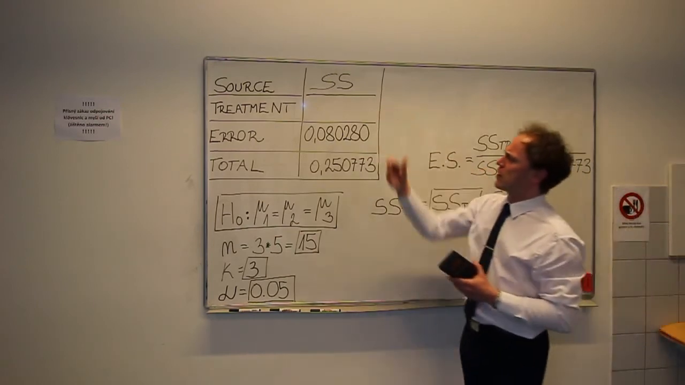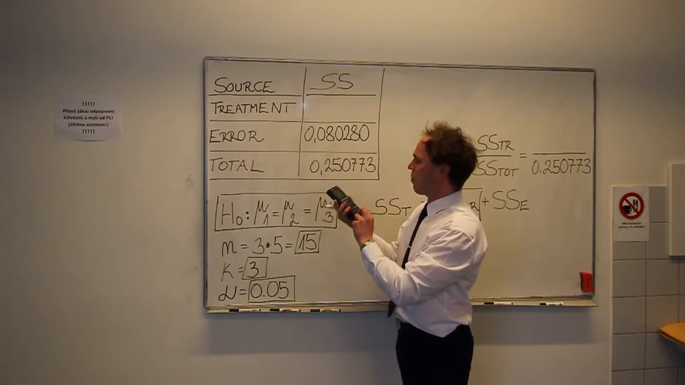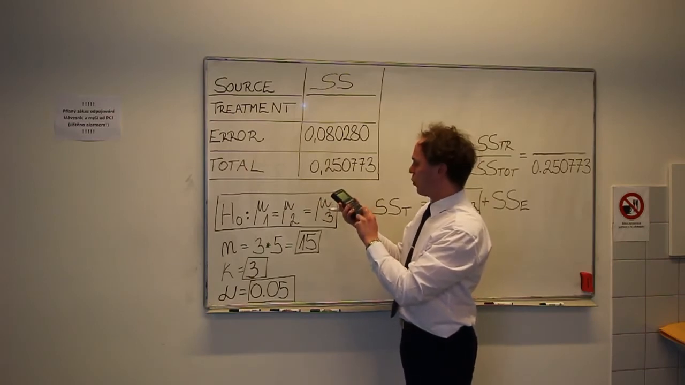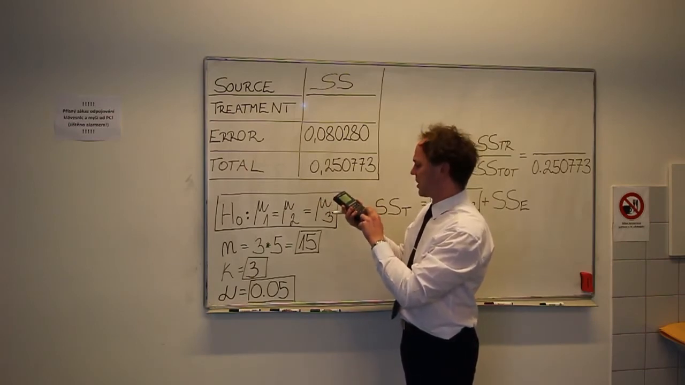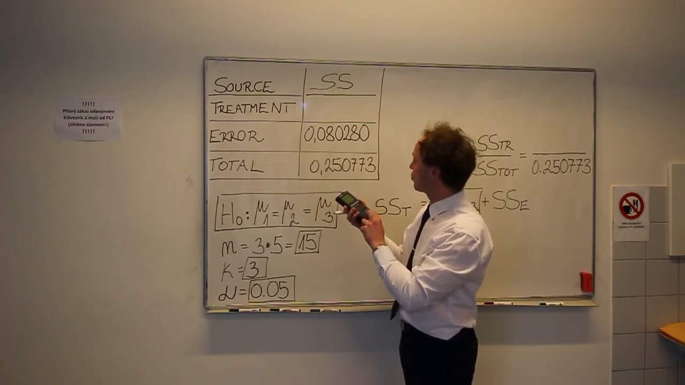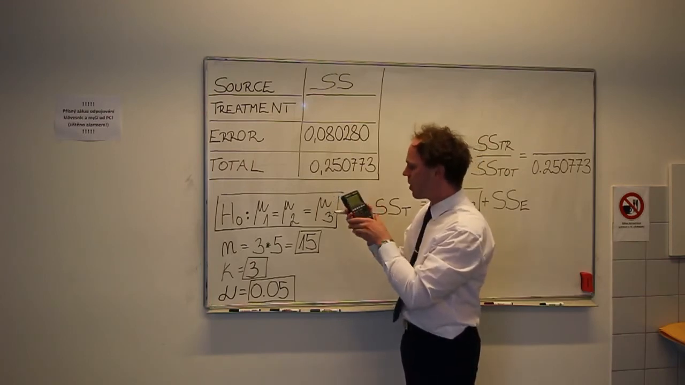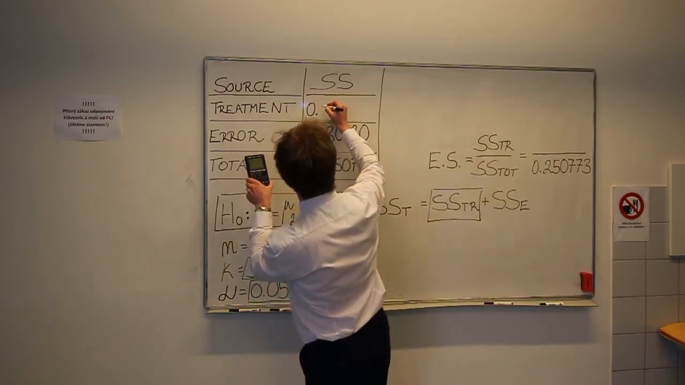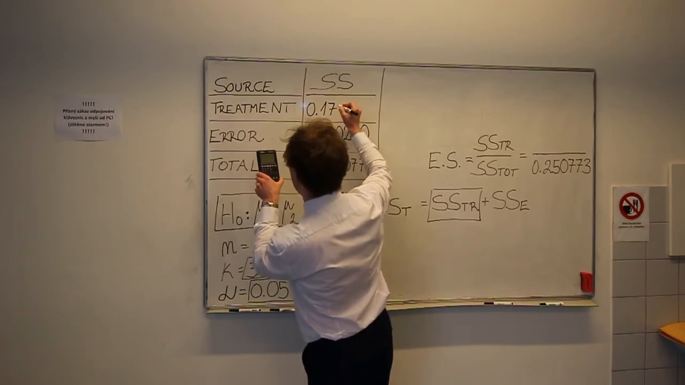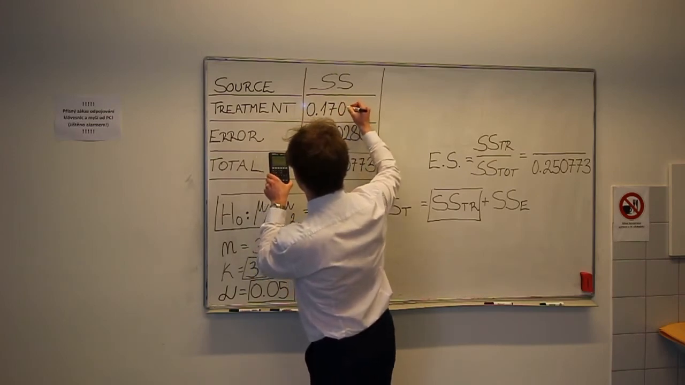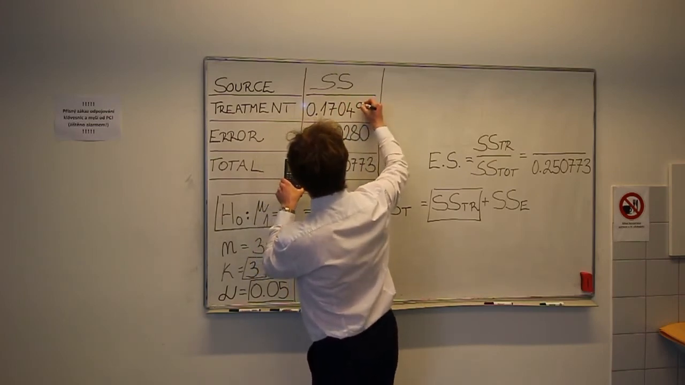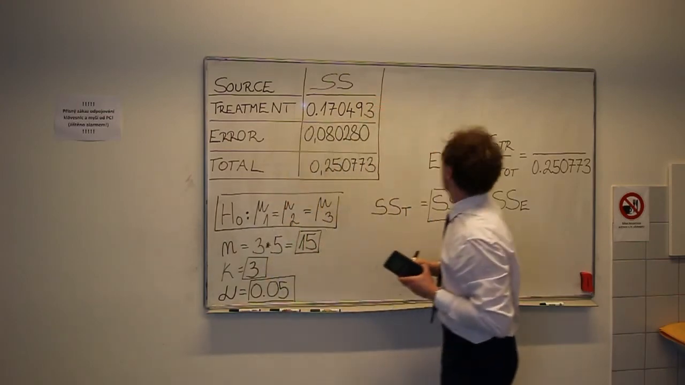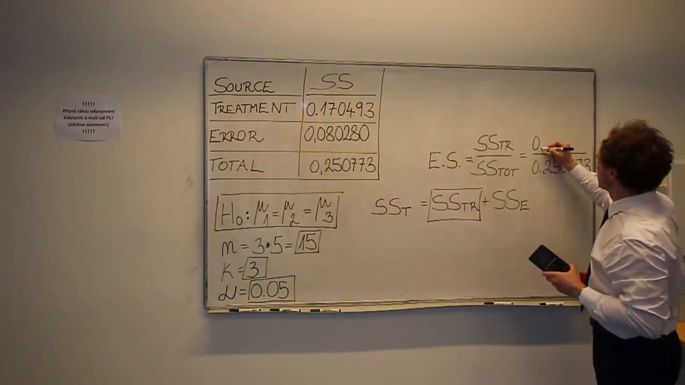Sum of squares total is 0.2507773, and sum of squares treatment will be 0.2507773 minus 0.080280. The result is 0.170493.